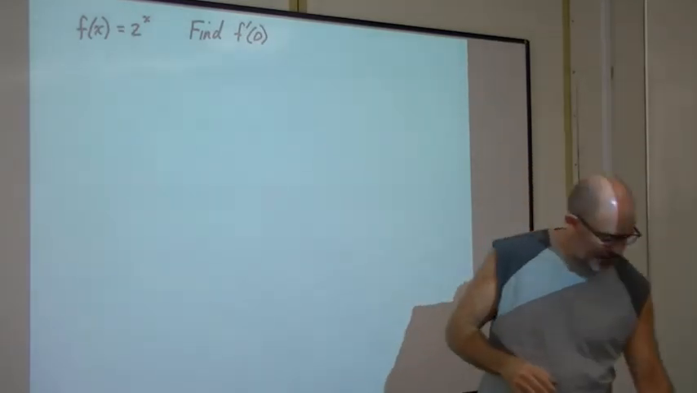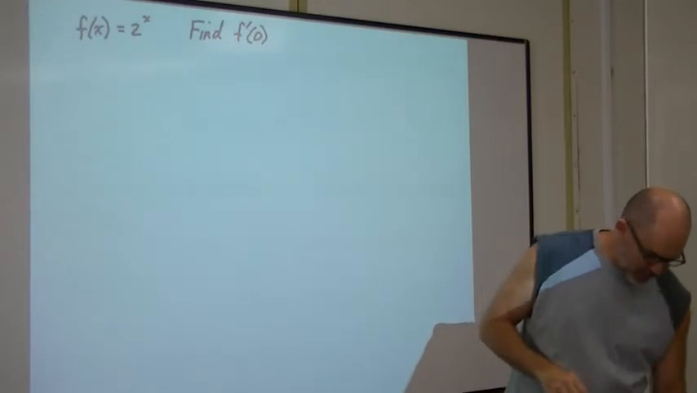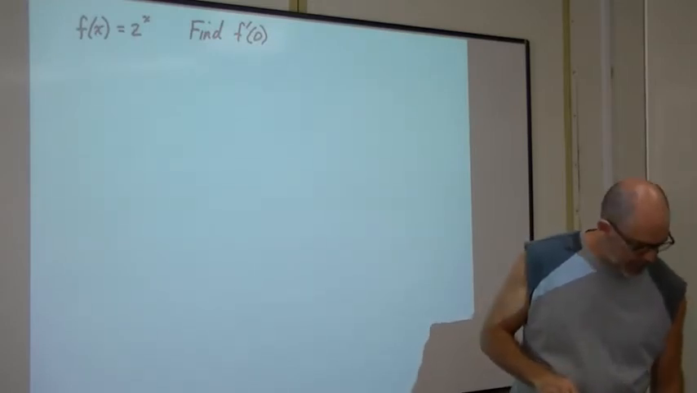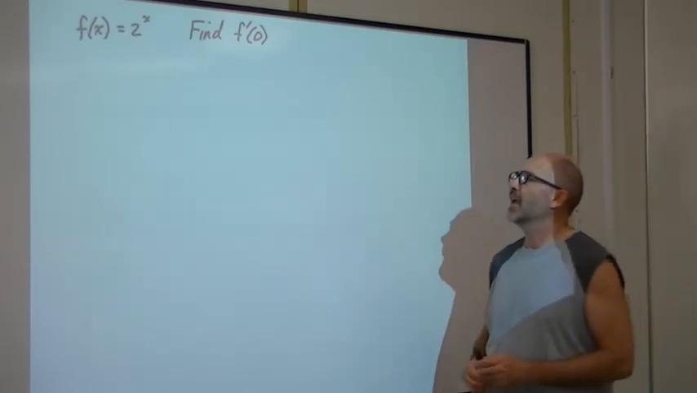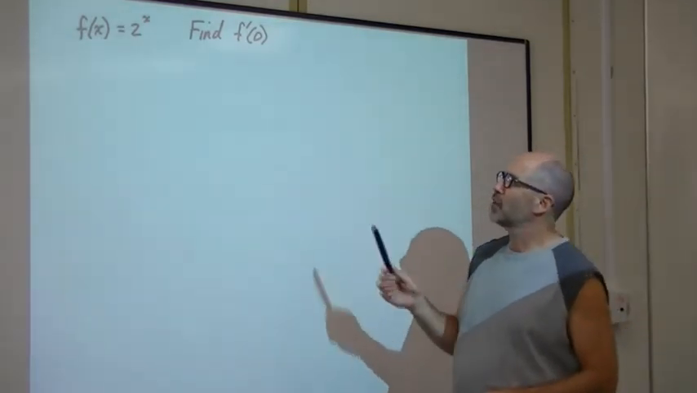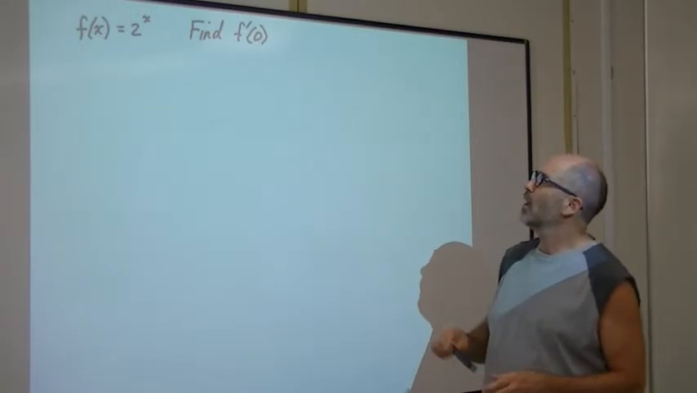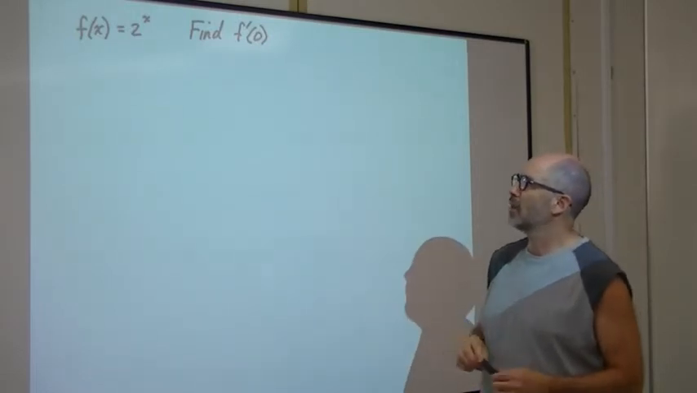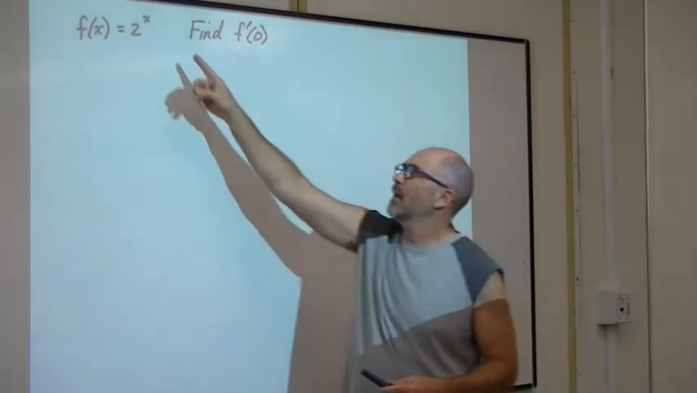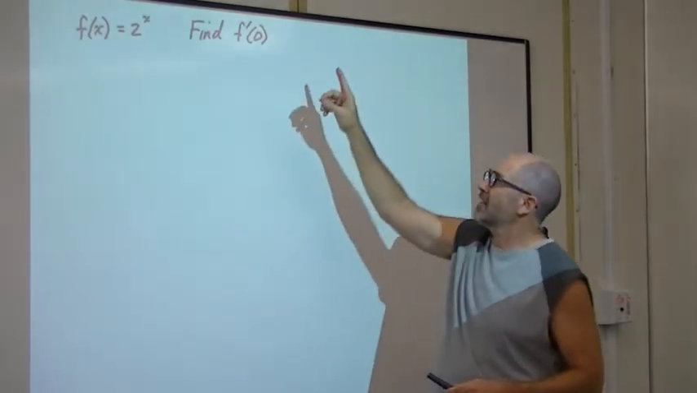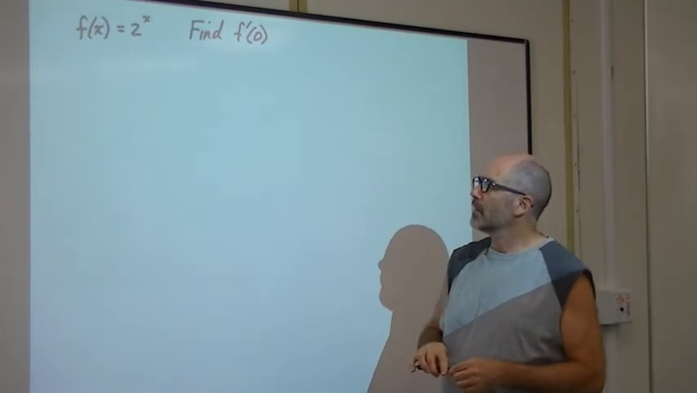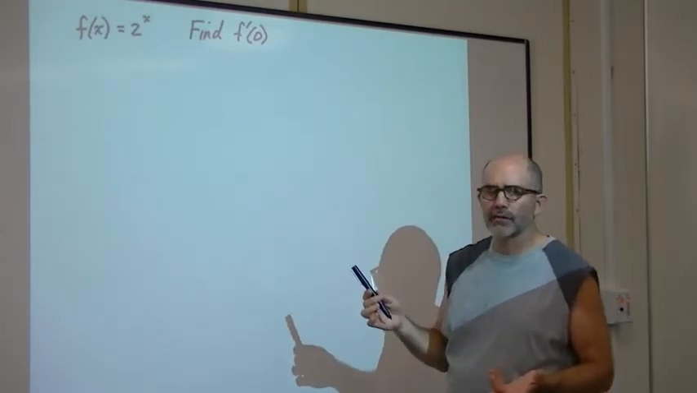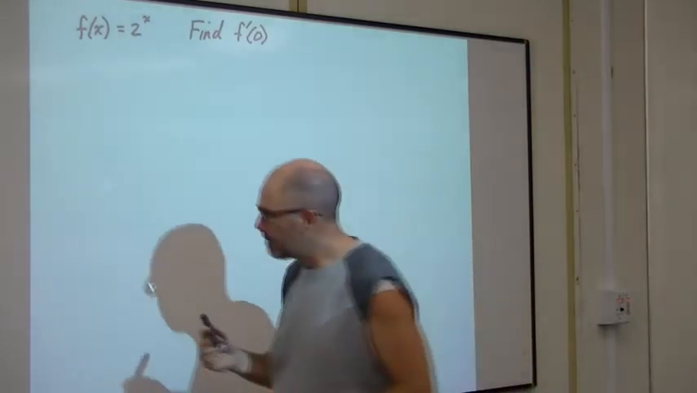This is example 3 in the book on page 159. So check this out. We've got f of x is 2 to the x, and we want f prime of 0. In other words, we want the slope of this curve at x equals 0. Okay, so let's do our derivative.